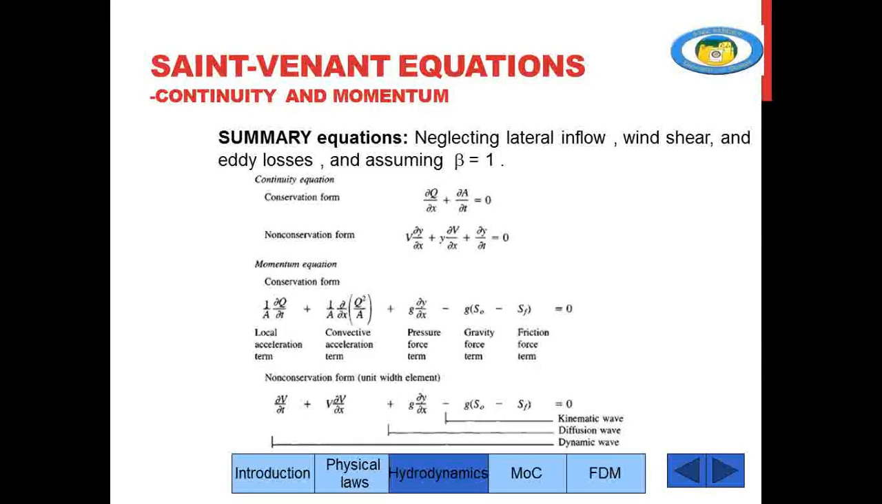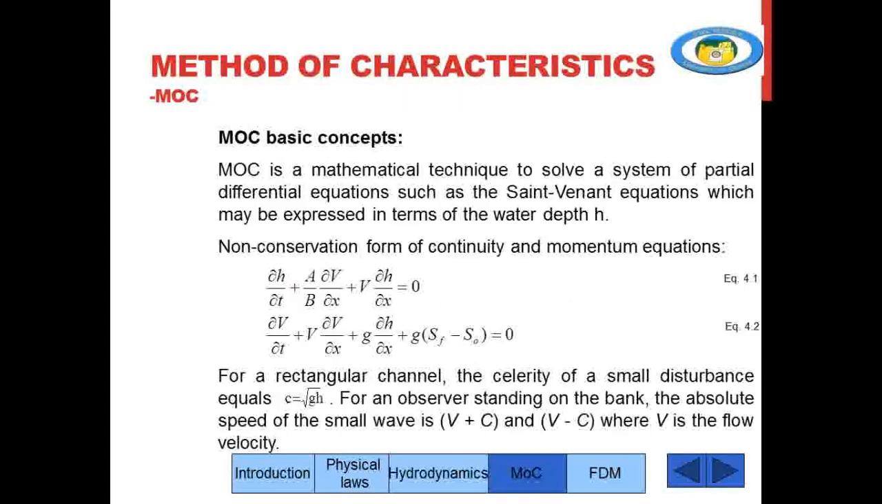Now, method of characteristics. Method of characteristics is basically a graphical technique that attempts to solve partial differential equations. It would simplify them to ordinary differential equations. As you know, ordinary differential equations are differential equations that involve only one independent variable, whereas partial differential equations would involve a number of independent variables.